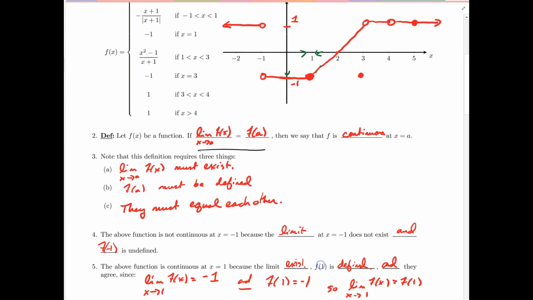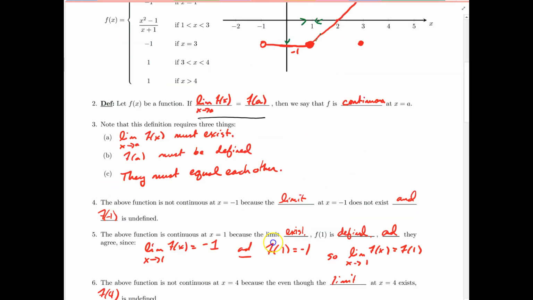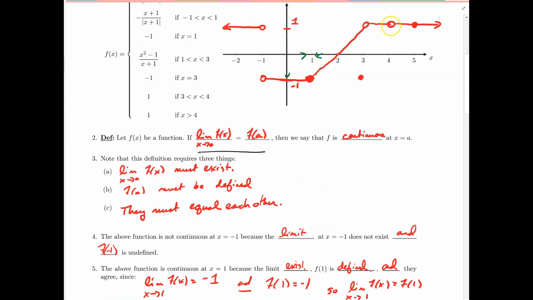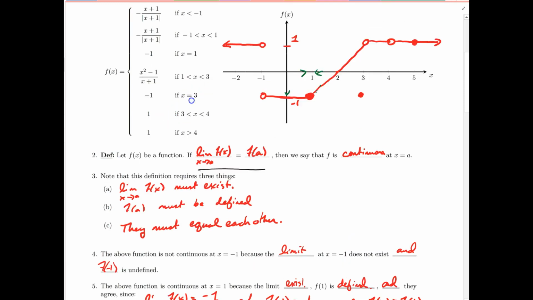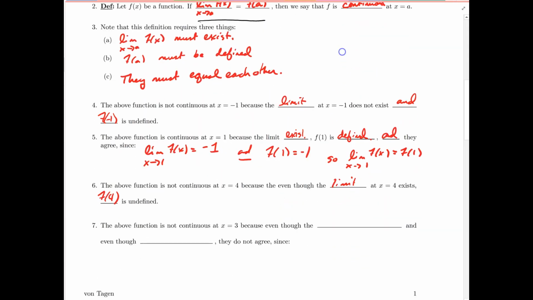Okay. Again, the above function is not continuous at x equals 4. Why is that? Well, at x equals 4, does the limit exist? Yes. Even though the limit exists at x equals 4, f of 4 is undefined. And we see that, we didn't give a definition. What do we do if x equals 4? Well, of our different pieces, our different rules of the piecewise function, we didn't give a rule for what happens when x equals 4. So f of 4 is undefined.